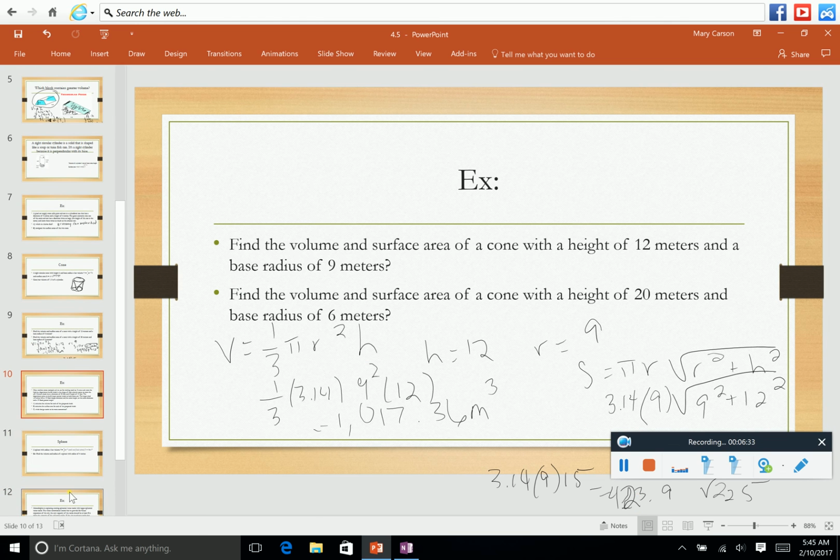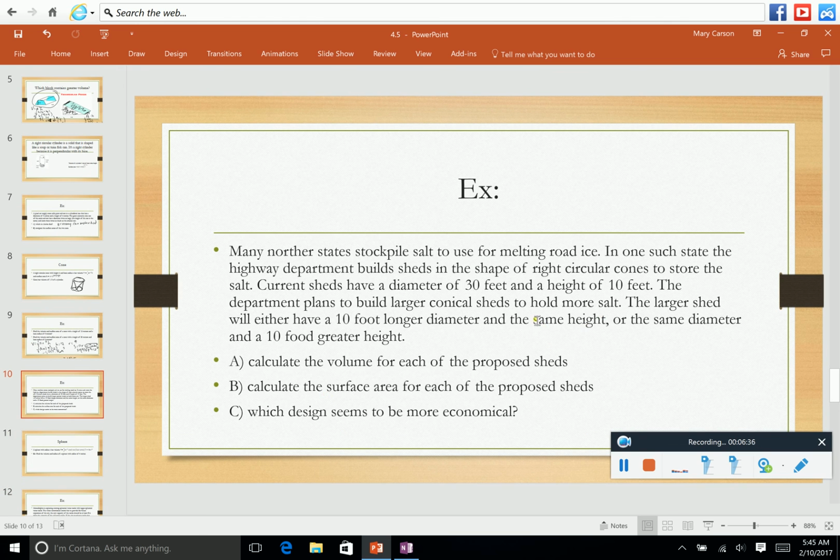All right, so let's go to a word problem. Many northern states stockpile salt to use for melting road ice. In one state, the highway department builds sheds in the shape of a right circular cone to store the salt. Current sheds have a diameter of 30 feet and a height of 10 feet. Okay. The department plans to build a larger shed to hold more salt. The larger shed will either have a 10-foot longer diameter with the same height or the same diameter and a 10-foot greater height. Calculate the volume for each proposed shed.